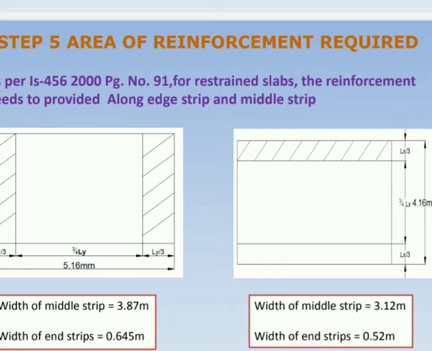Then when you consider the longer span, the width will be 3.12 and the end width will be 0.5. So here you have to be careful while taking the strips. When we take the bending along the shorter span, the longer length will come into consideration, and when we take the bending along the longer span, the shorter length will come into consideration. So don't get confused. These are taken from the IS 456 codebook.